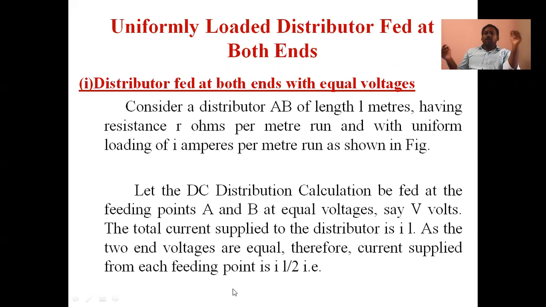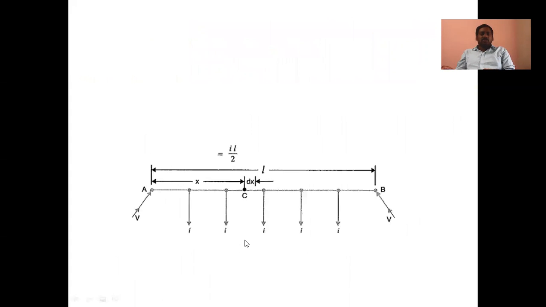Throughout the total length L meter, it is capital I, but for each point, per meter length, we will consider small i. For per meter length the current is i, so for L meter length, the current is i into L. As the two end voltages are equal, the current supplied from each feeding point is IL by 2. Because the total length is L, each feeding point supplies half. That's why IL by 2, because two feeding points are there.